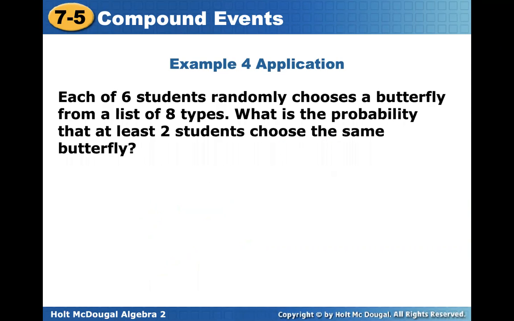All right, so here we go. Each of 6 students randomly chooses a butterfly from a list of 8 types. What is the probability that at least 2 students choose the same butterfly? Well, that would really encompass 2 students choosing the same butterfly, 3 students choosing the same butterfly, right? At least 2 would be 2 do, 3, 4, 5, and all 6, right? So rather than finding all of those probabilities and adding them up, we're going to use the complement.